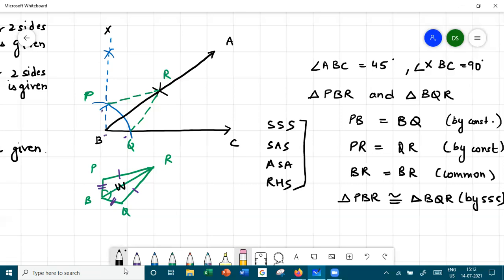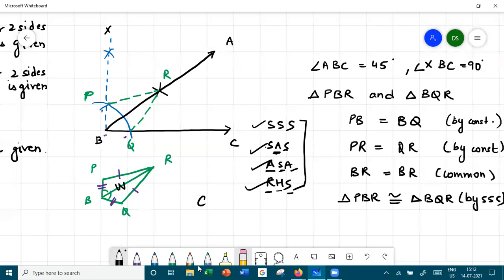So the first one is all three sides are the same, right? This is side and included angle, so SAS. This is angle, included side and angle, and RHS is right angle, hypotenuse, side, right? Okay, so these are the five tests, and so now you can conclude that these triangles are congruent.